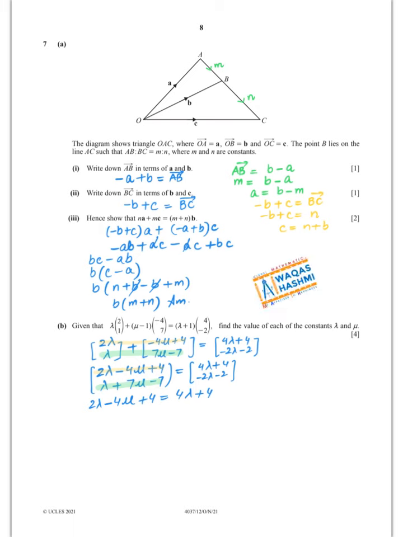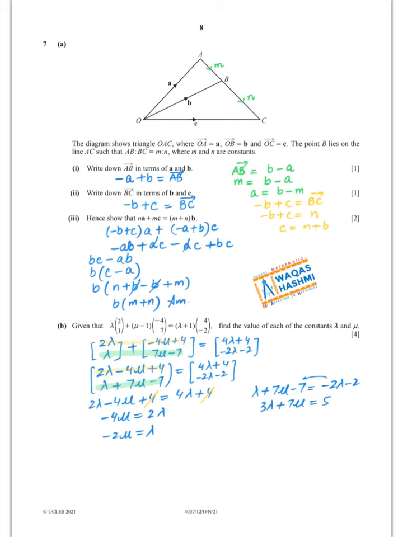If I simplify this one, 4 and 4 cancel. 2 lambda minus 4 mu is equals to 4 lambda minus 2 lambda, it will be 2 lambda, and we can say that lambda is equals to minus 2 times mu. After that, I need to equate the second one, right? For the second one, lambda plus 7 mu minus 7 is equals to minus 2 lambda minus 2. We need to simplify, so minus 2 lambda shifts to the right side, it will be lambda plus 2 lambda, 3 lambda plus 7 mu is equals to 7 minus 2, it will be 5, right?